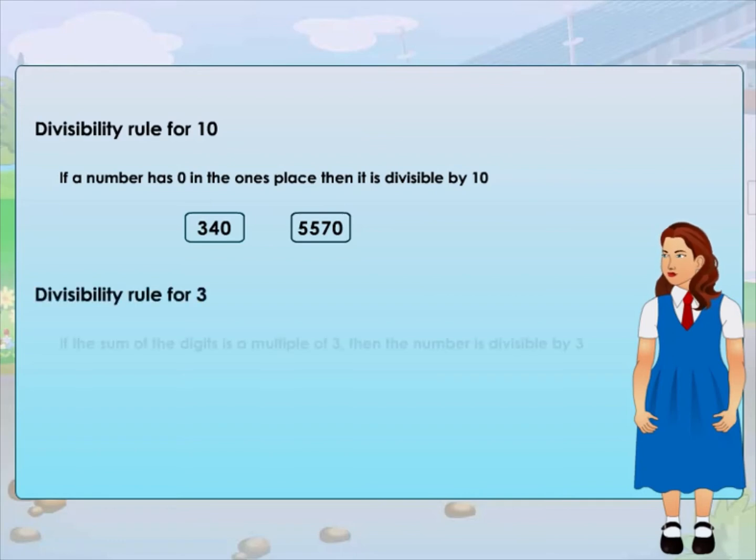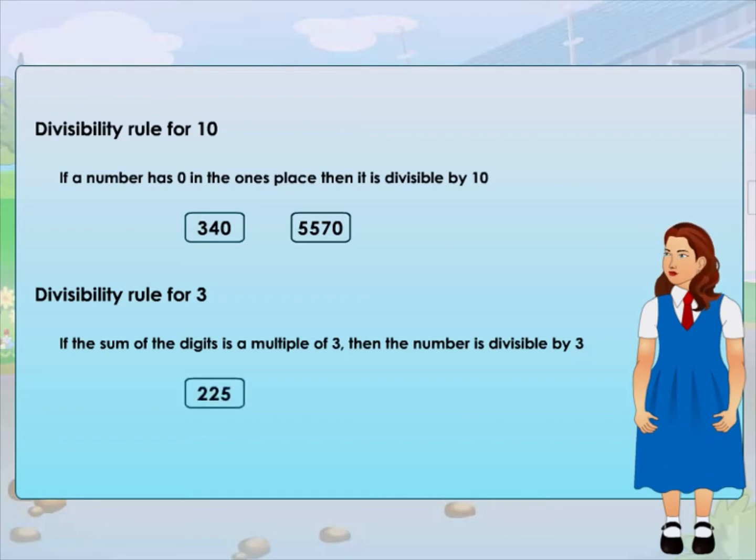Divisibility rule for 3. If the sum of the digits is a multiple of 3, then the number is divisible by 3. Example 1. Let's consider the number 225. The sum of the digits of this number is 2 plus 2 plus 5 is equal to 9, which is a multiple of 3. Therefore, 225 is divisible by 3.